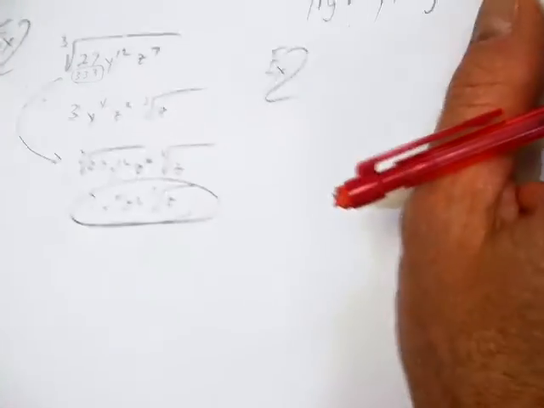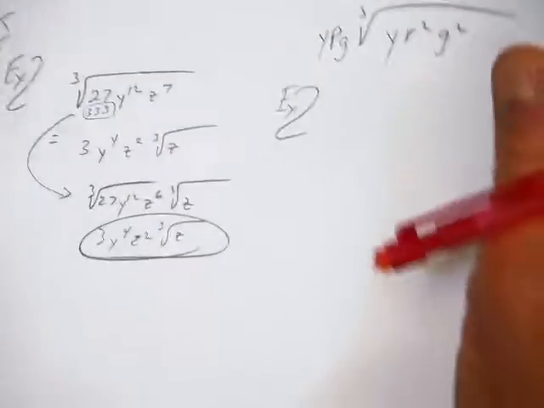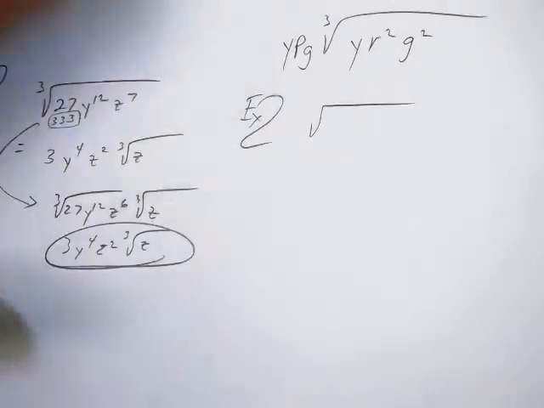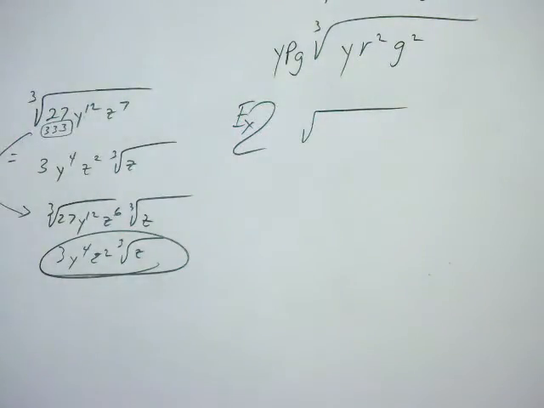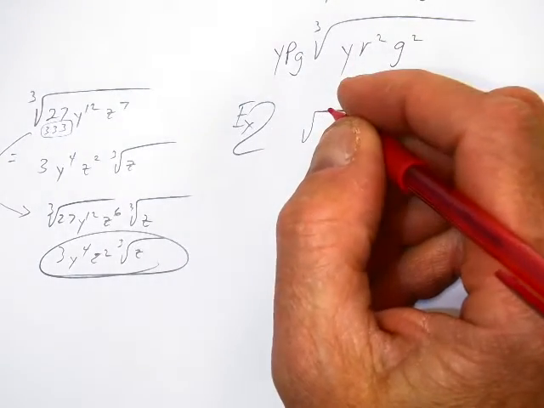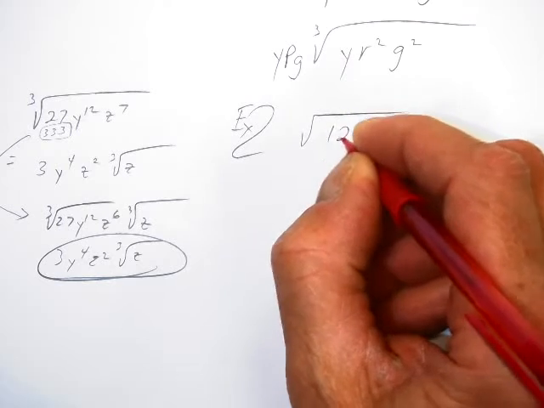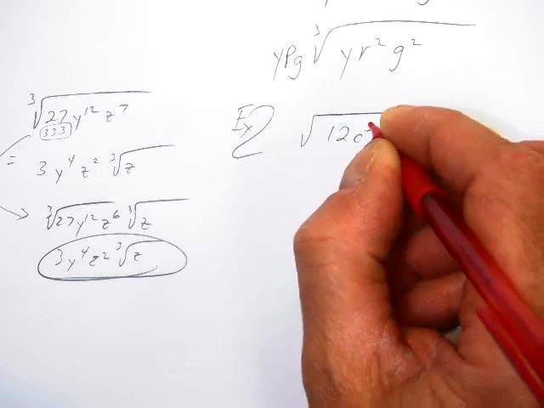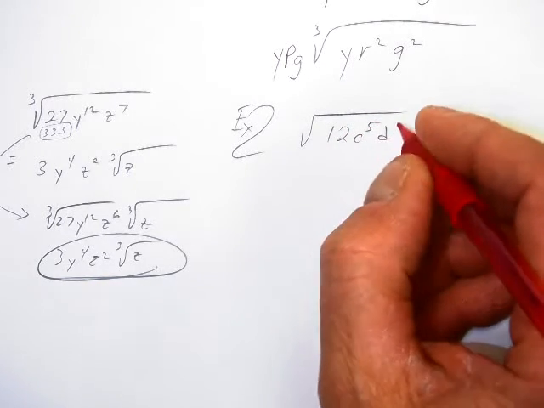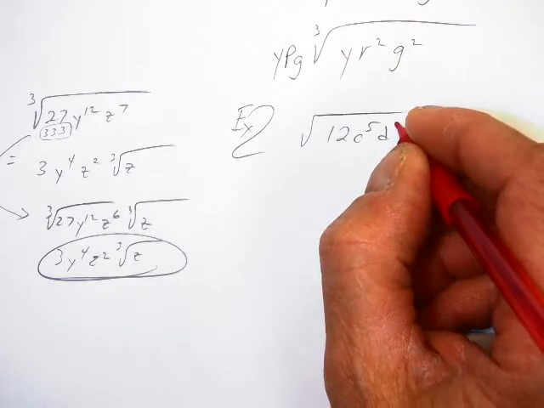Okay. So let's do another one. What if I did this? Man, now I got all these candy bits all over the place. 12c to the 5th, d to the 3rd.